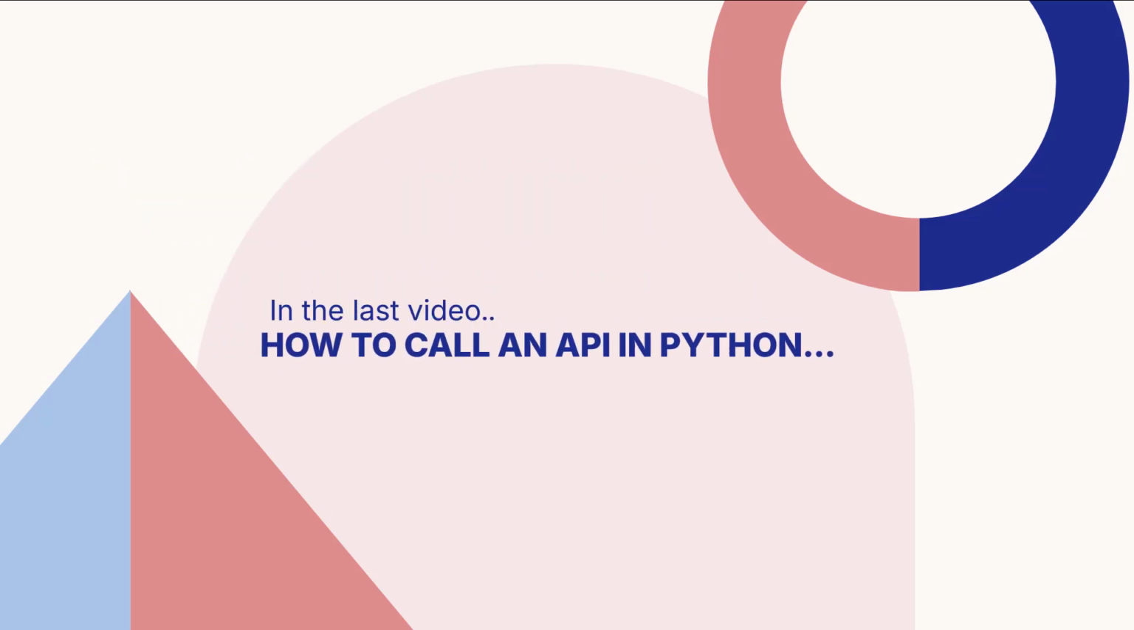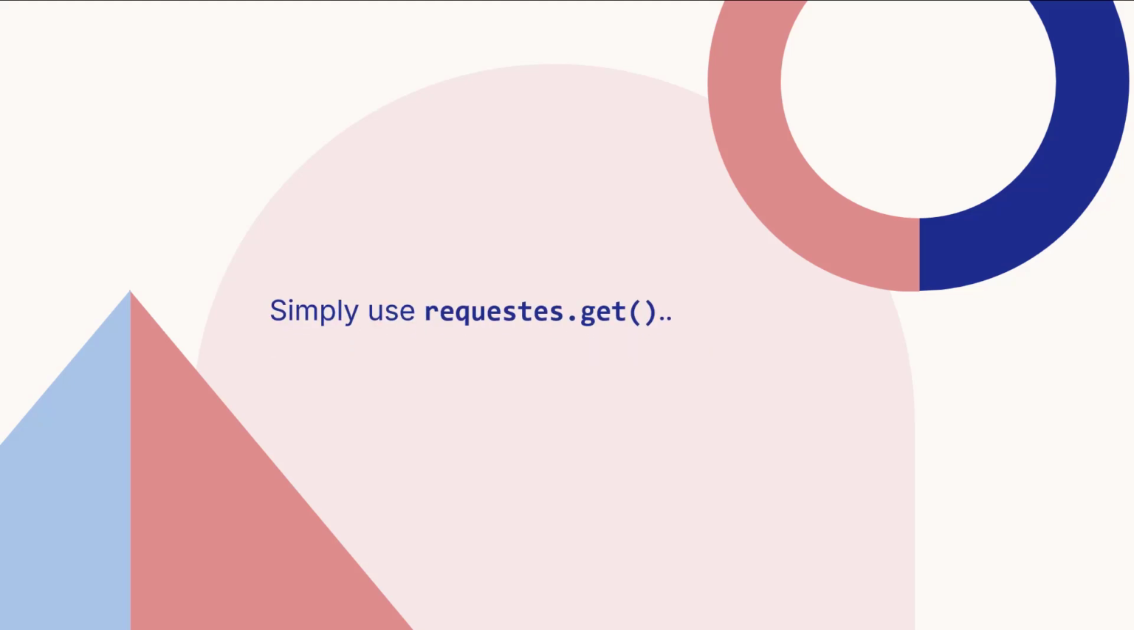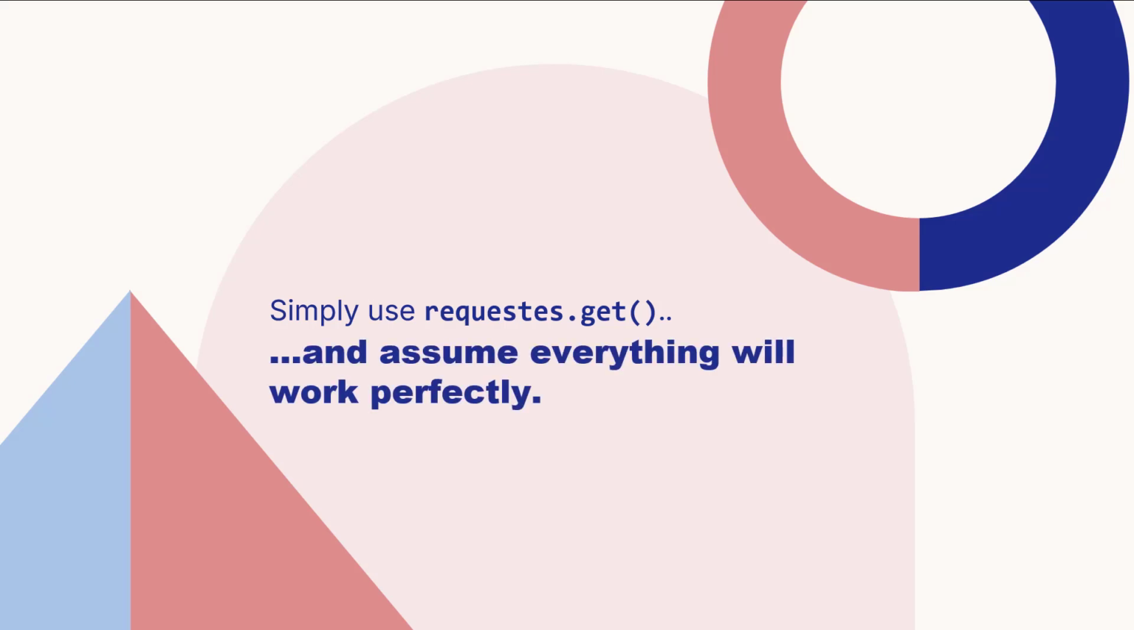In the last video, we learned how to call APIs in Python, but honestly, many developers stop there. They simply write requests.get and assume everything will work perfectly. But real-world systems fail all the time. And if you don't handle that properly, your application becomes unreliable very quickly.